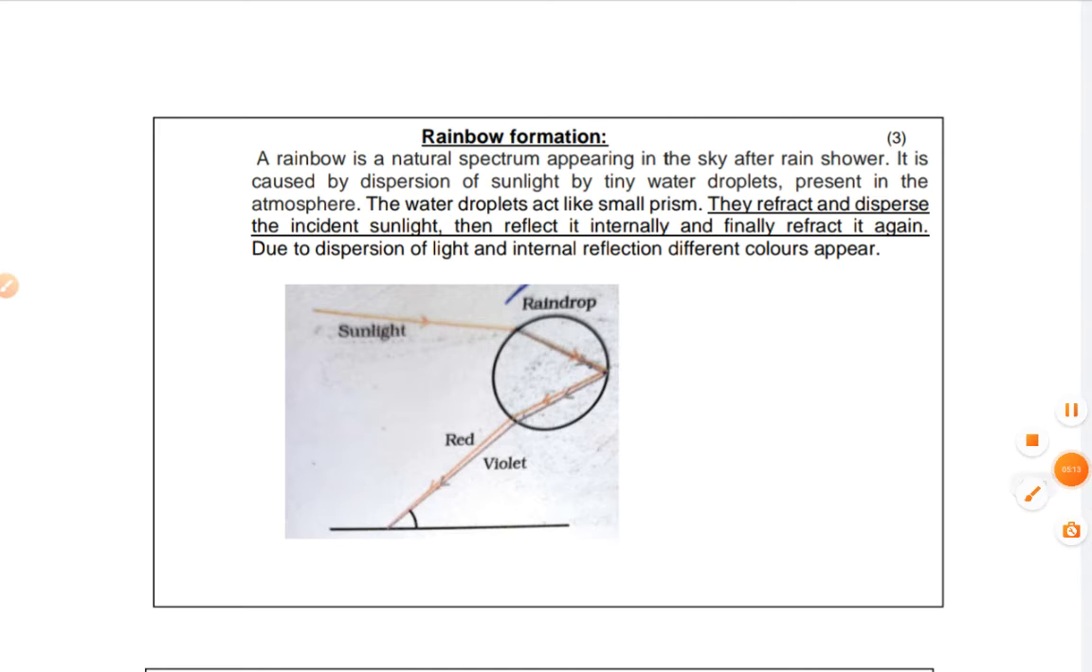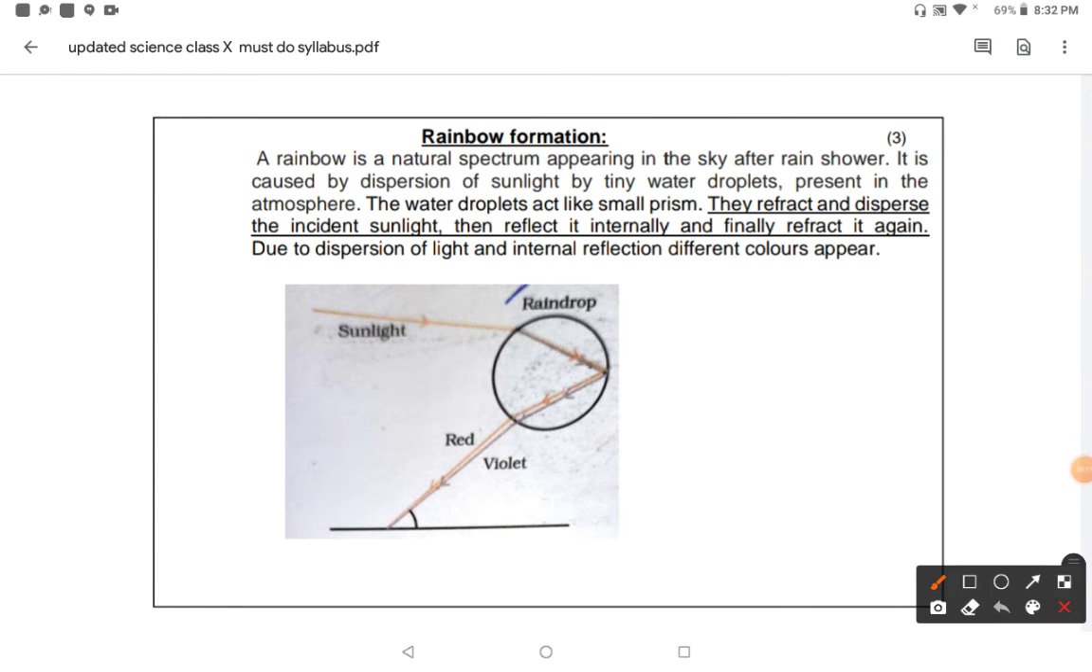Now how does a rainbow form? What is the procedure of rainbow formation? A rainbow is a natural spectrum appearing in the sky after a rain shower. It is caused by dispersion of sunlight by the tiny water droplets which are suspended in the atmosphere, and all these water droplets act like prisms and refract. When sunlight falls on a drop, it refracts, and after refraction disperses the incident sunlight and then reflects it internally.